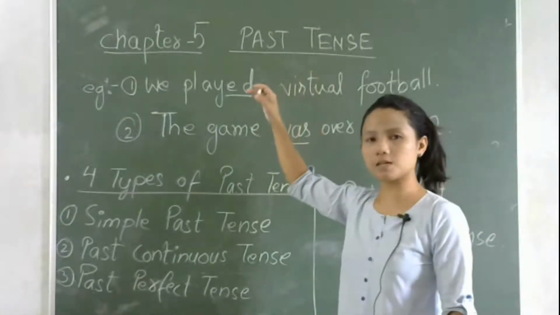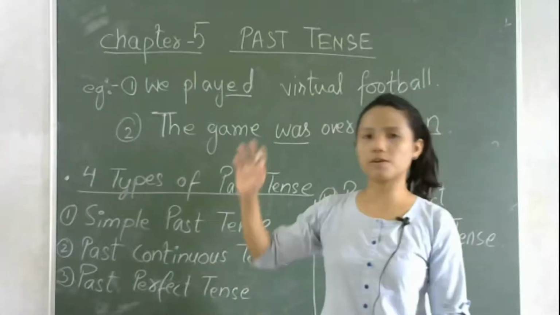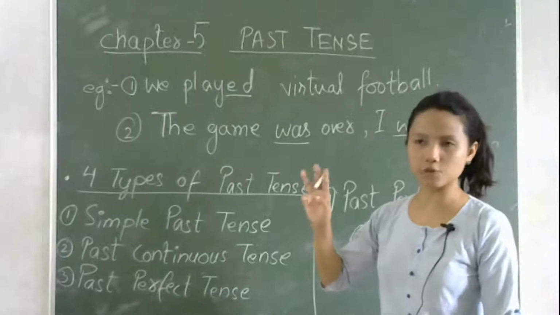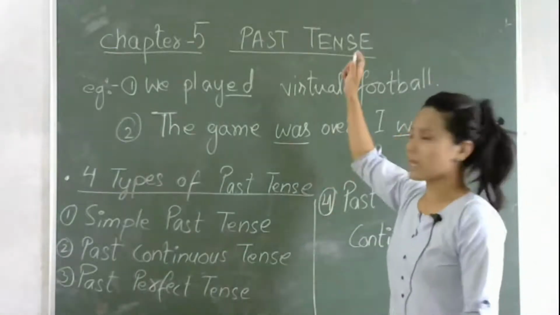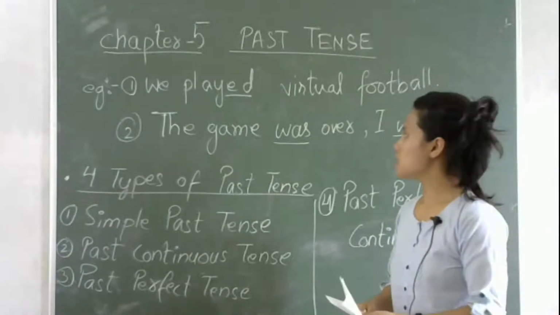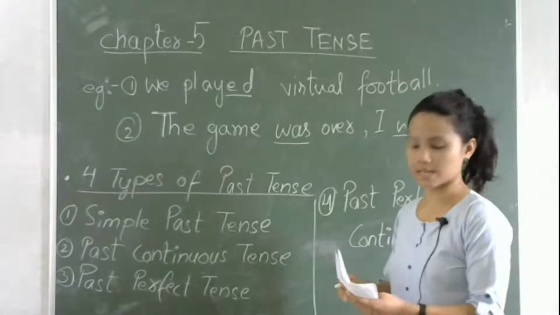In the previous chapter, chapter 4, we have already learned about present tense. There are three tenses, you know that already: past, present, and future tenses. So, in chapter 5, it talks about only past tense. We will learn about past tense and the types of past tense.